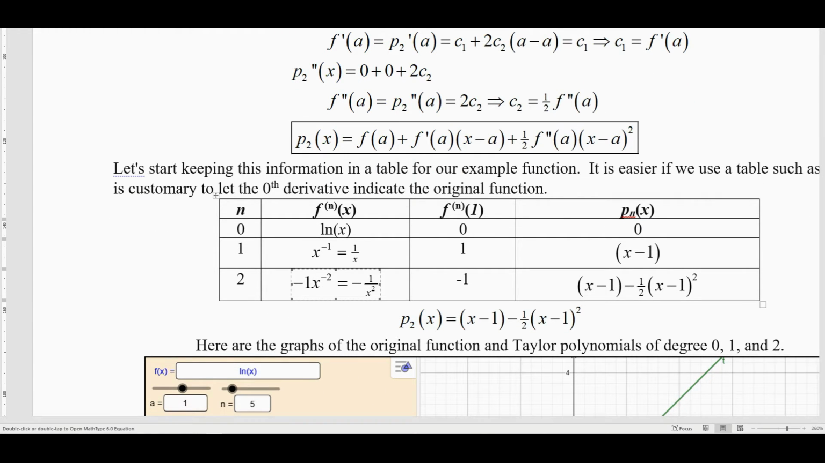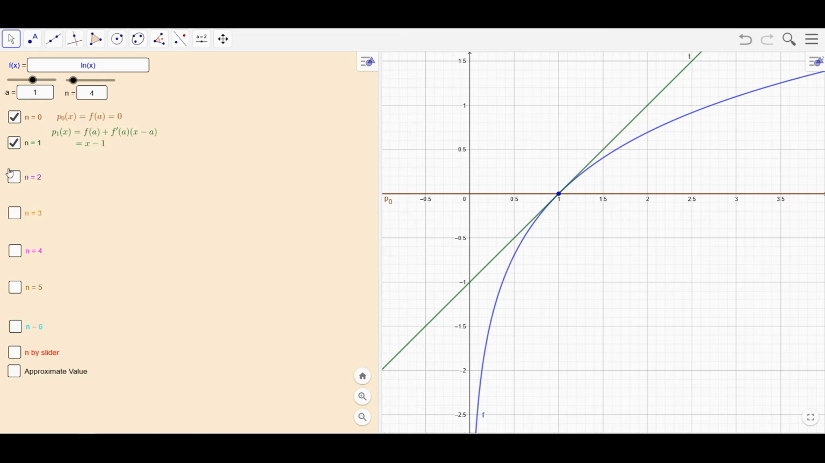Now let's take a look at that in the app over here. Here's the second degree one. There's the x minus 1, and there's the minus 1/2 times x minus 1 squared. I'll talk about that exclamation point there in just a minute. So look at what's happening here. This is a parabola here. This purple one here is the parabola. Notice that it meets the function right here.